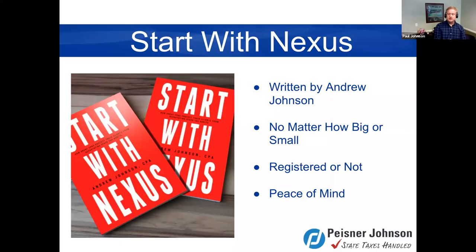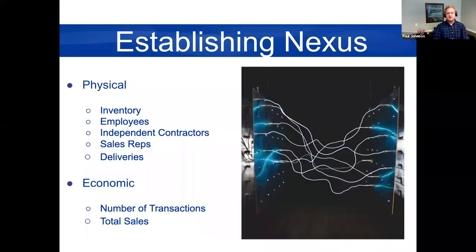Andy Johnson, one of the founders of Pizer Johnson, wrote a book titled Start with Nexus. This book was written to CPAs and accountants to help with consulting their clients from a sales and use tax perspective on how to become compliant. And it truly does start with Nexus because it's that pivotal moment when sellers become responsible for collecting and remitting the tax to the state, like I mentioned just a minute ago. So this is literally step one in understanding your sales and use tax responsibility when selling online: to start with Nexus.